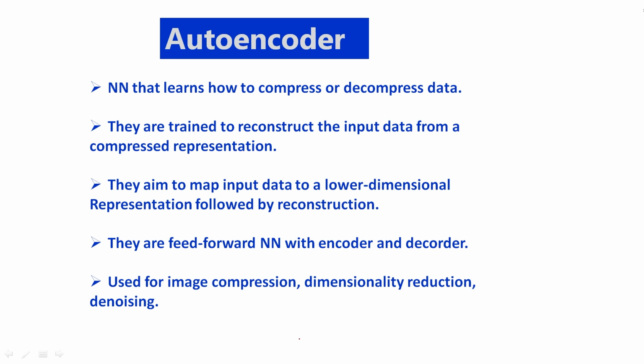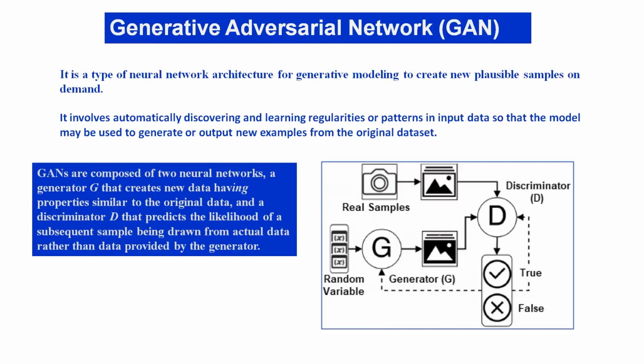They aim to map input data to a lower dimensional representation followed by a reconstruction using a decoder, and they are feed forward neural networks with an encoder and decoder. They can be used for image reconstruction or image compression, and dimensional reduction of any kind of problem for which you use PCA, pairs correlation matrix.